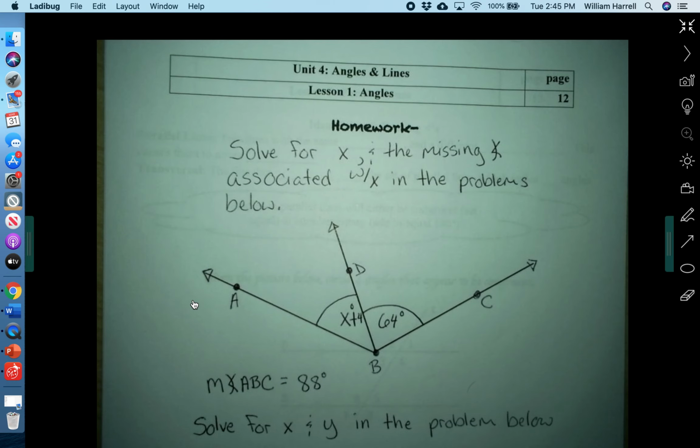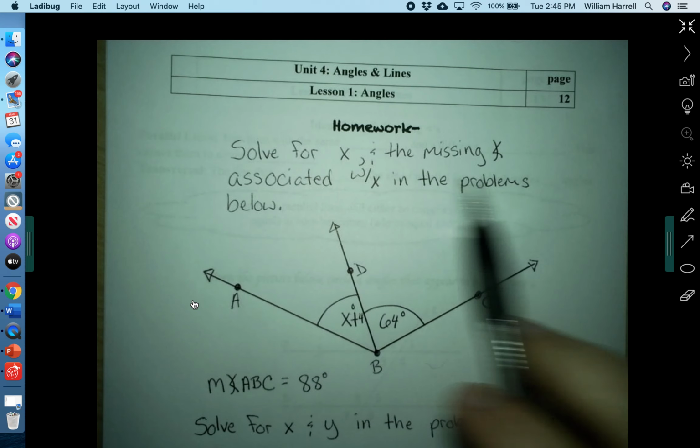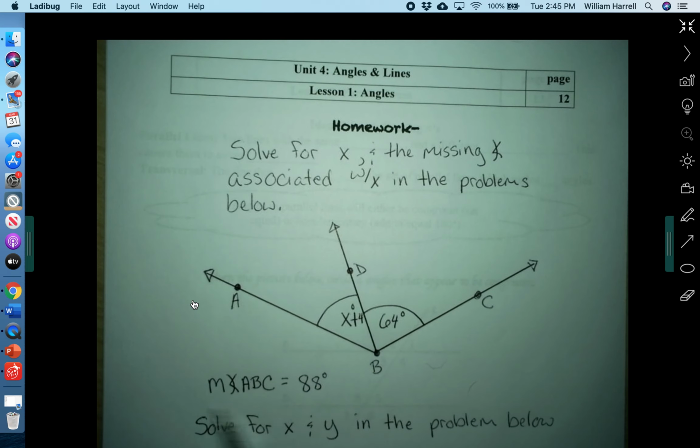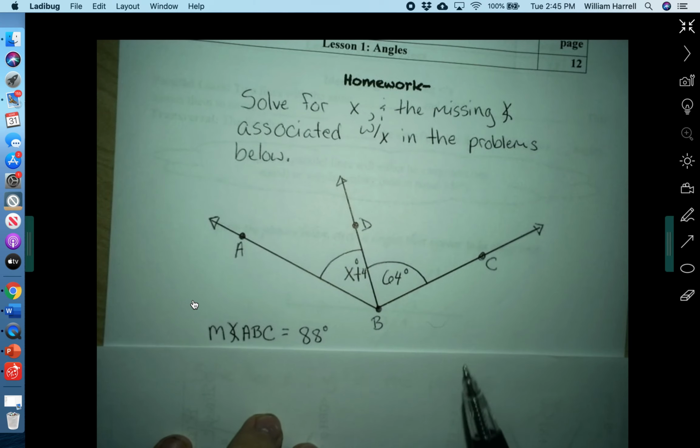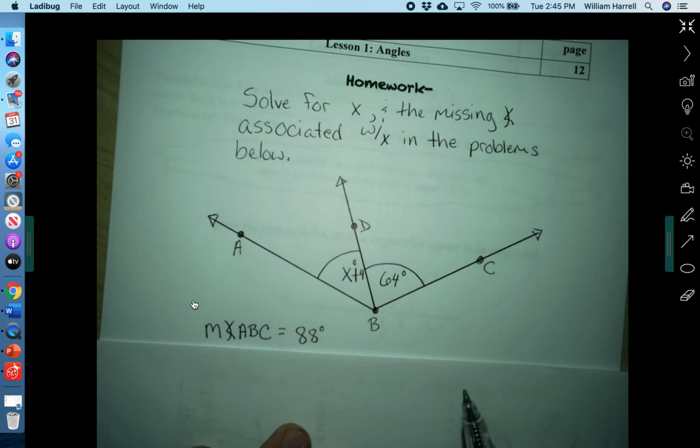So, this is kind of like your classwork assignment for today. Solve for x and the missing angles associated with x in the problems below. Okay, or this problem right here. So, if I give you this picture and all of this information right here is associated with it, where can I go? What can I do? What's the stuff we learned today?